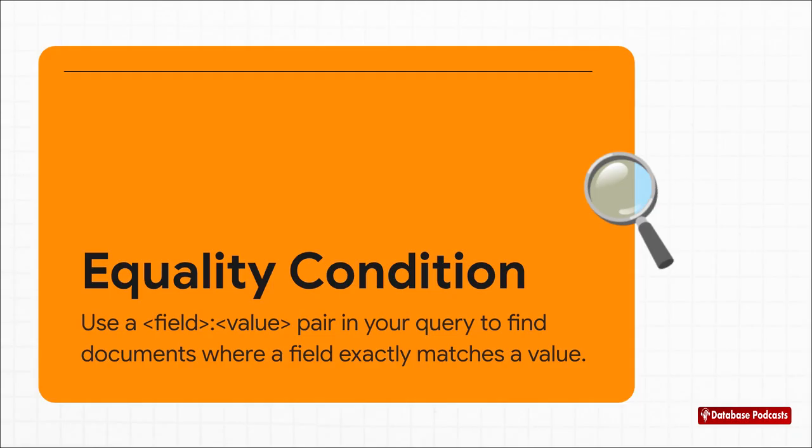For that, you're going to use what's called an equality condition, and the pattern for it is super straightforward. Inside your query, you just specify the field name, add a colon, and then the exact value you're looking for. It's a simple key-value pair.